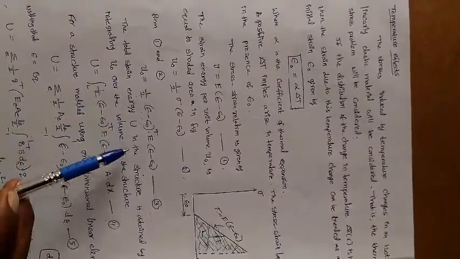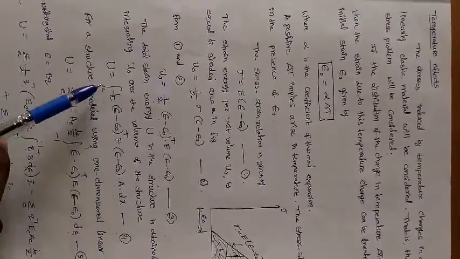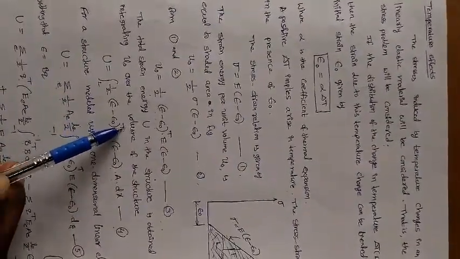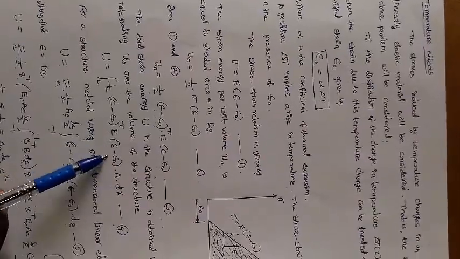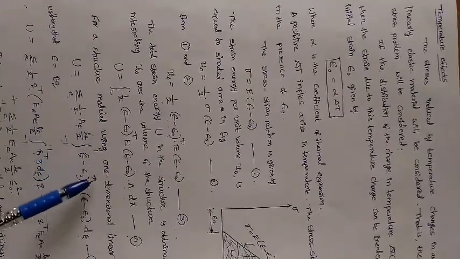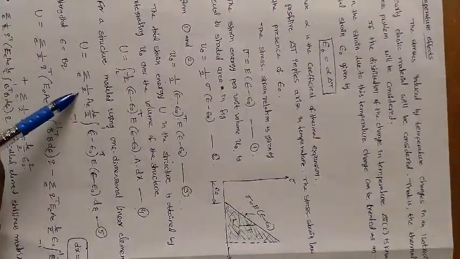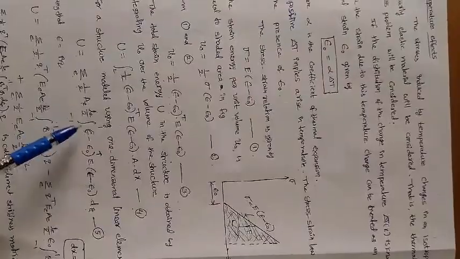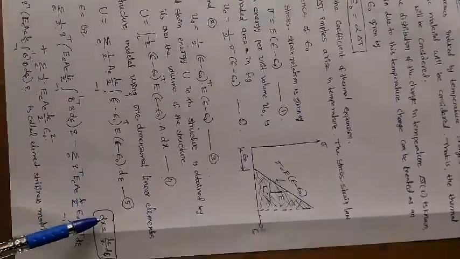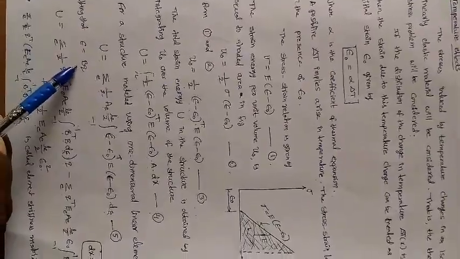The total strain energy in the structure is obtained by integrating U naught over the volume of the structure. U is equal to half into integral of epsilon minus epsilon naught whole transpose E epsilon minus epsilon naught A dx, from equation 4. For a structure modeled using one-dimensional linear elements, U is equal to sigma of half into A into Le by 2 integral of epsilon minus epsilon naught transpose E epsilon minus epsilon naught d psi, where dx is equal to Le by 2 into d psi. Noting that epsilon is equal to BQ.